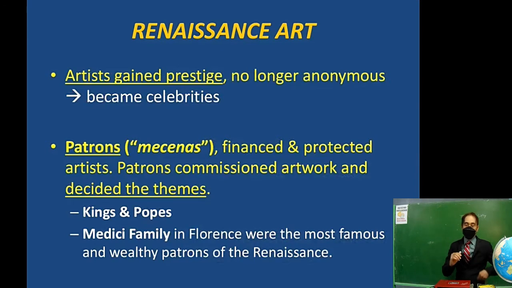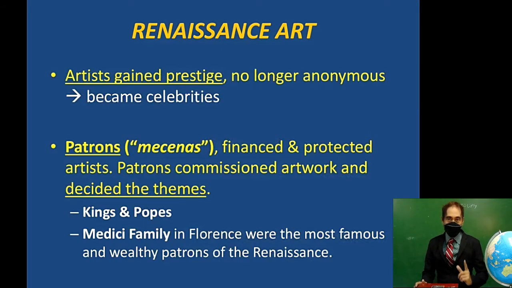Artists gained prestige, no longer anonymous, and became celebrities during this period of the Renaissance. Patrons, or mecenas, financed and protected artists. Patrons commissioned artwork and decided the themes. Kings and popes were patrons. The Medici family in Florence were the most famous and wealthy patrons of the Renaissance.